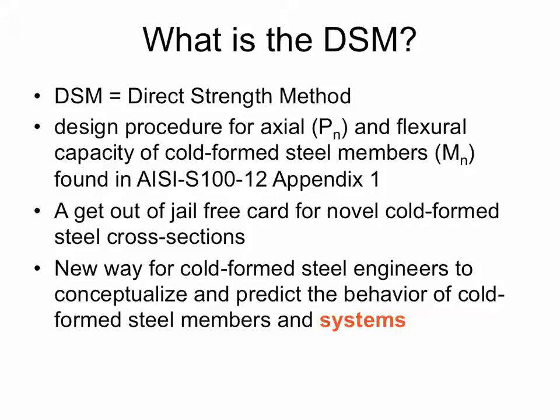The design procedure is available for axial members and flexural members, and as I'll mention a little bit later, we've expanded it quite a bit over the last 5 or 6 years to start covering systems. Systems meaning, for instance, wall and roof systems in metal buildings. If you have a wild cold-formed steel cross-section that you're interested in calculating the capacity of, now you have the ability to do that.